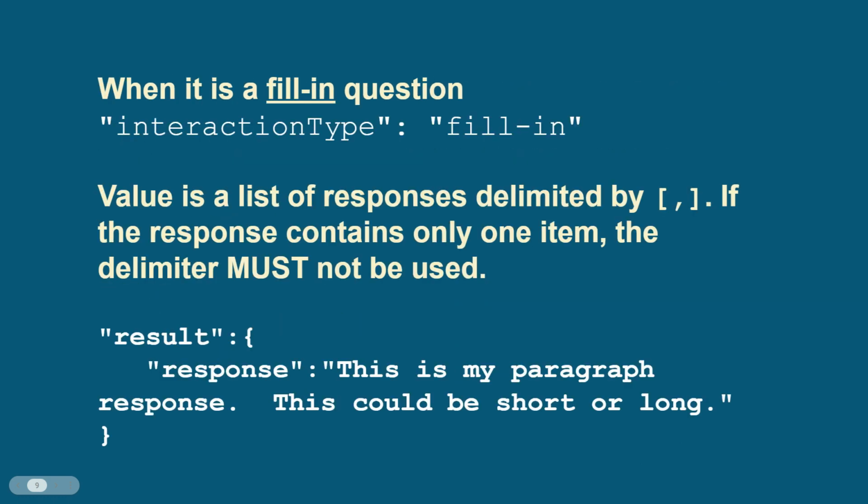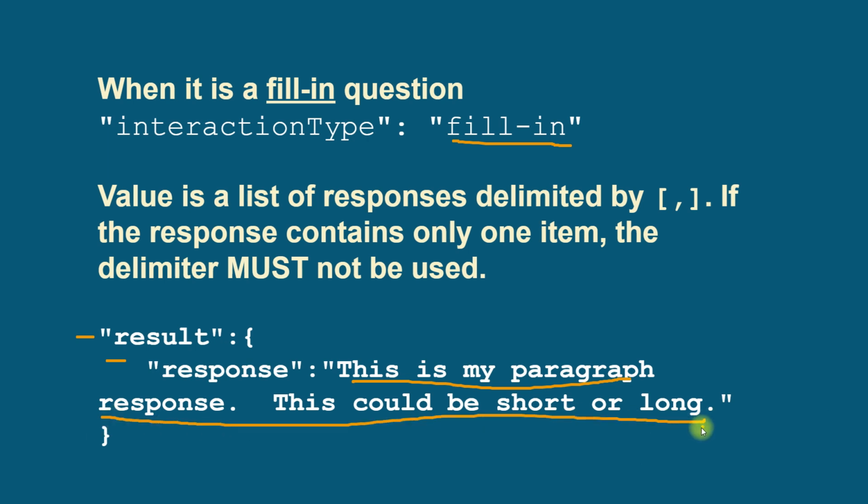So let's start with a fill-in question. You can see here that our interaction type is set to fill-in. Let me grab our highlighter. Interaction type set to fill-in. That's how we know it's a fill-in. And our example result response is a big, long string of text. This might be just an answer that they type in a single text box or something like that. But the idea is it is just some text that the user submits, not a list of choices or anything like that.